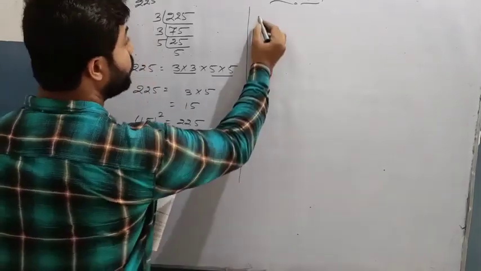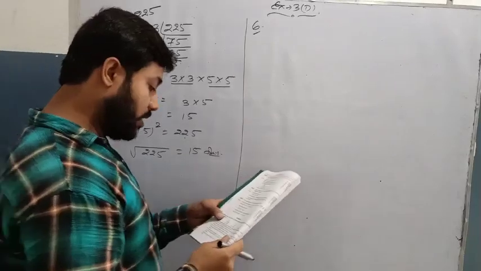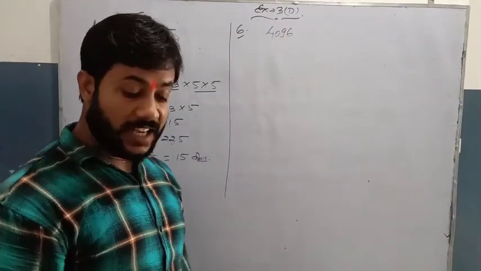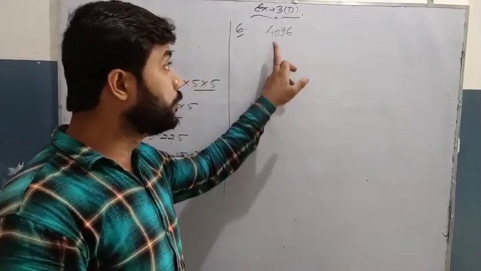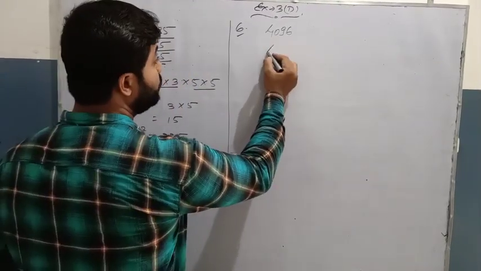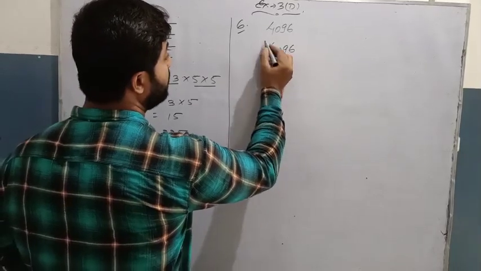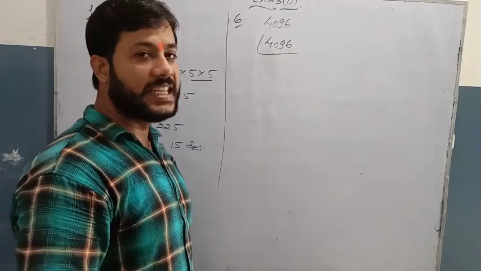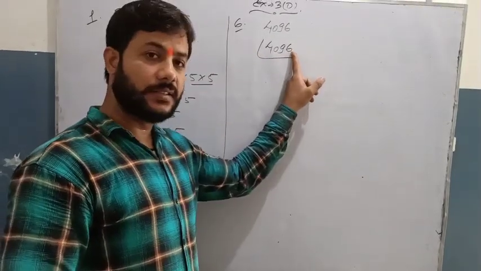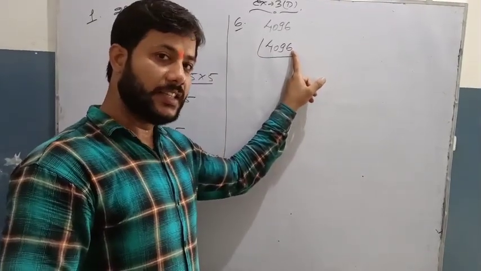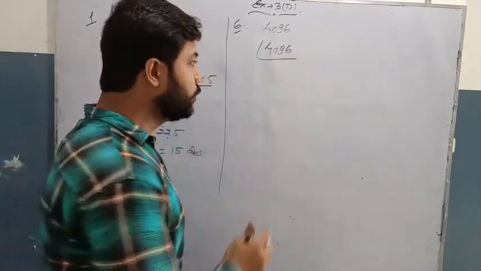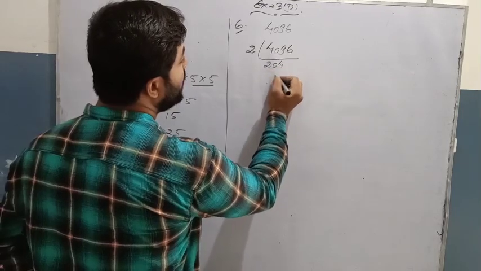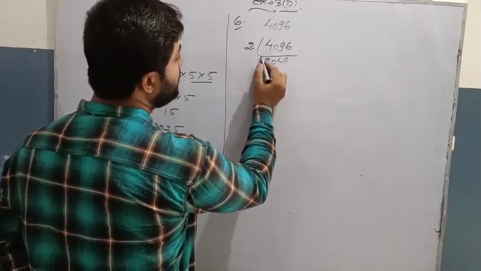Okay, question number 6 is 4096. Again we will go for prime factorization of 4096. Starting from 2, because 4096 has 6 at the unit digit and is divisible by 2. So 2 2s are 4, 2 4s are 8 and 2 8s are 16.